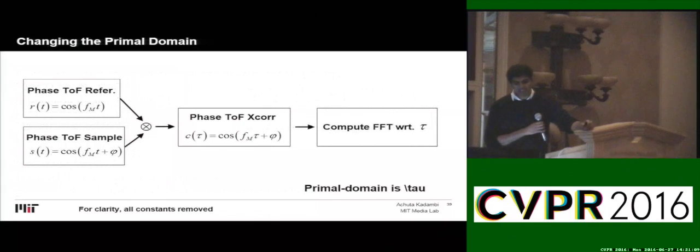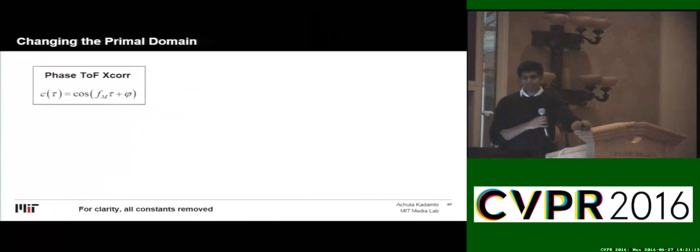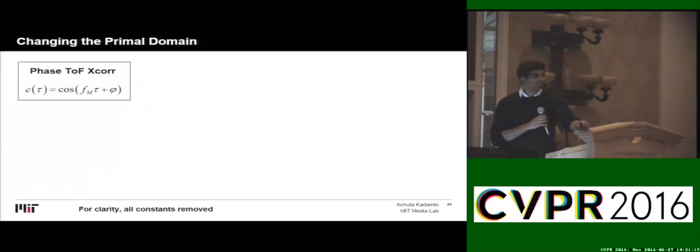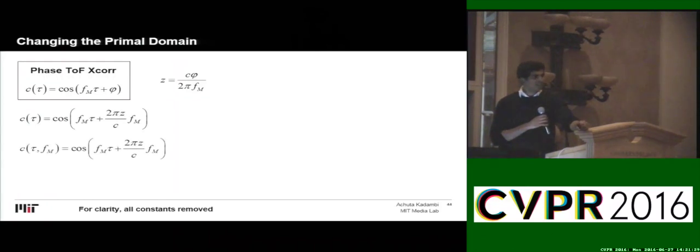So how would we do that? Here's the standard phase TOF. This is the chip, this is the readout that comes from the sensor, cosine f tau plus phi. So what we're going to do is remember that we know that phi is related to the z distance and the modulation frequency, so we can just substitute that in. And all of a sudden we realize that it's almost trivial, but the correlation function is now parametric in tau and the modulation frequency. Okay.